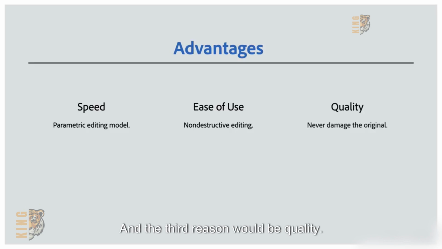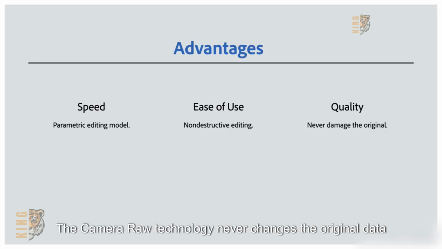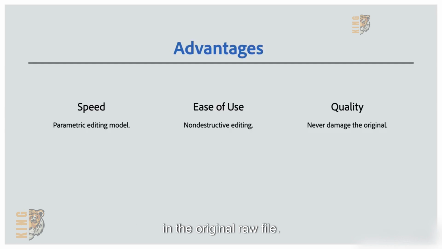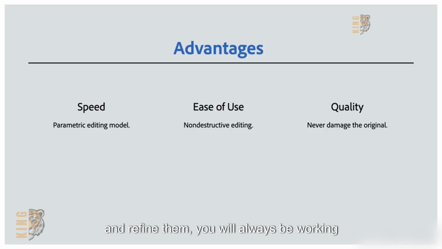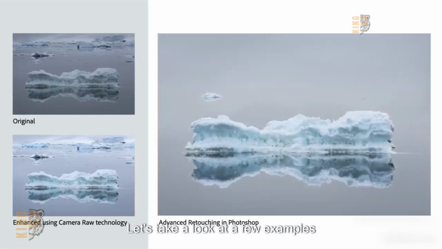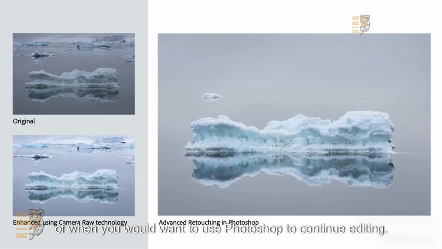And the third reason would be quality. The Camera Raw technology never changes the original data in the original RAW file. This means that regardless of how many times you make edits and refine them, you will always be working with the highest quality file possible. It's only when you choose to open the file with those edits applied into Photoshop that those enhancements are applied to the originals.